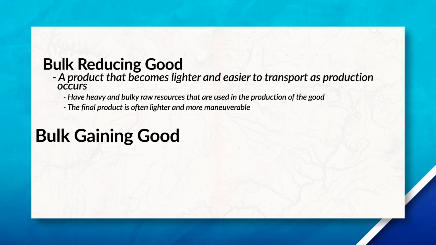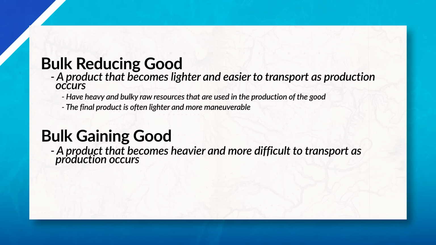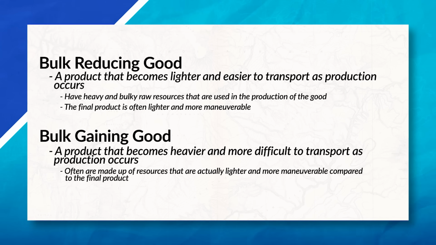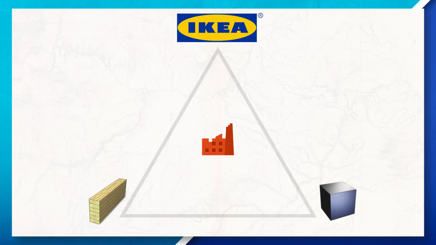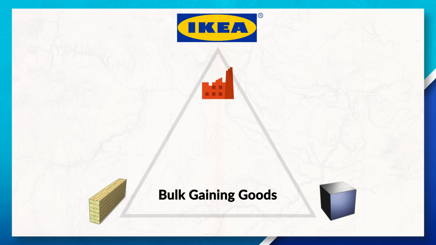On the other hand, bulk gaining goods are products that get heavier and more difficult to transport as the production occurs. These goods are often made up of resources that are actually lighter and more maneuverable compared to the final product. Hence why these are known as bulk gaining goods. As production happens, the weight and bulk of the product increases. Understanding if a good is bulk gaining or bulk reducing allows us to better determine where the production of a good should occur. When using Weber's theory, we can see that bulk gaining goods are more likely to have their production be closer to the market.